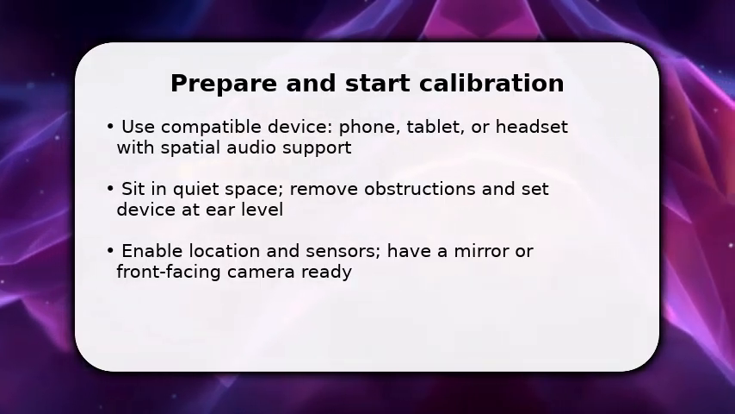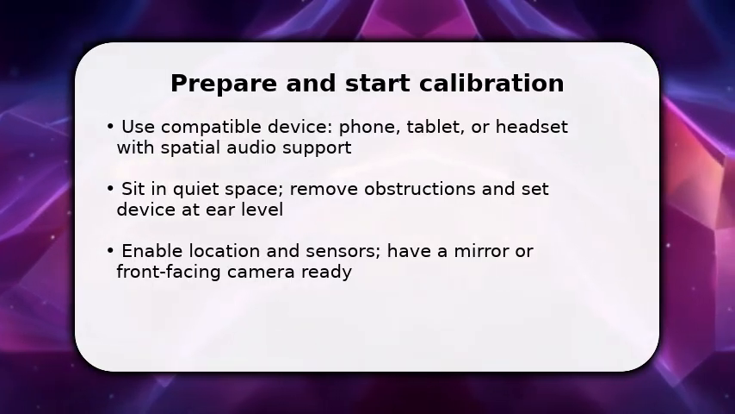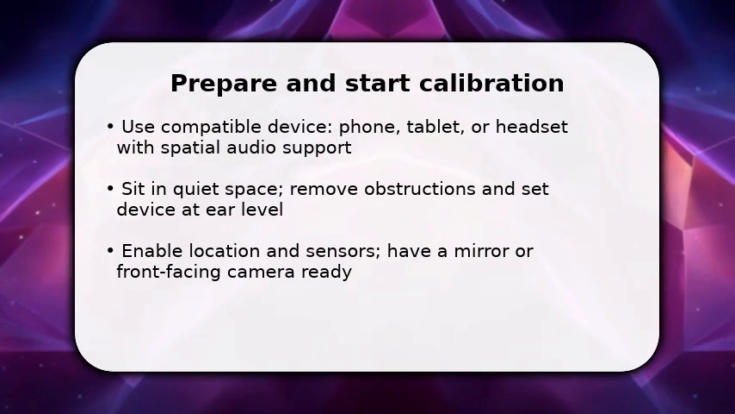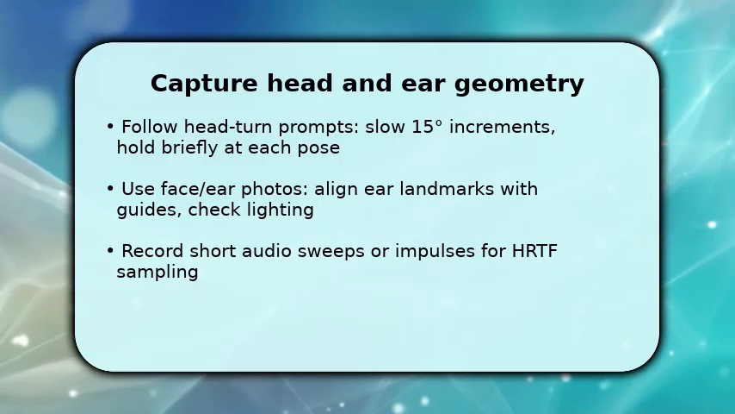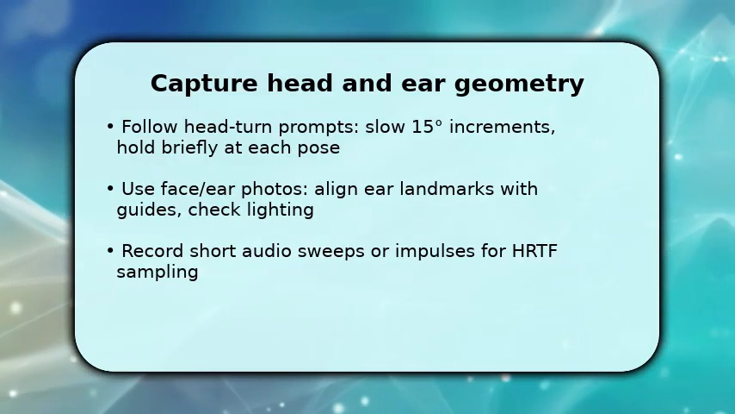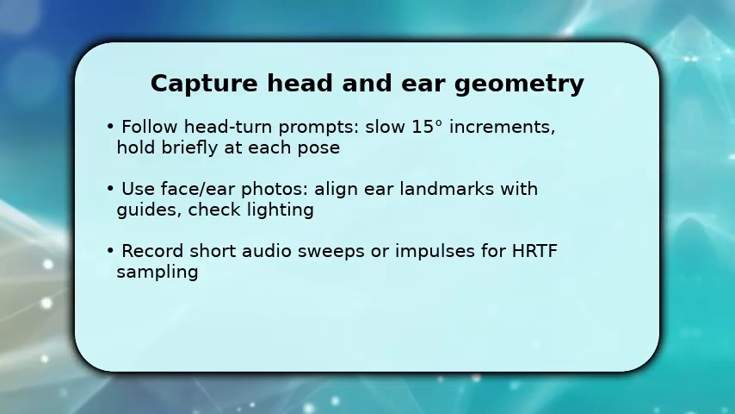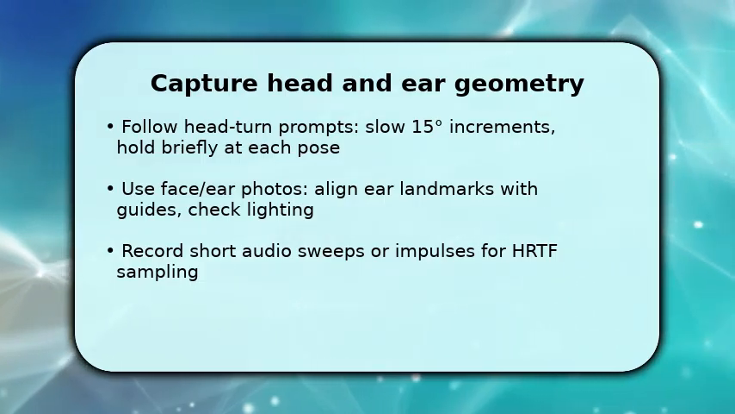This initial capture sets the reference for later measurements, and it reduces errors in timbre and directionality during the detailed steps. You now perform the core measurements that create your personalized filter. Turn your head slowly as the app cues you, pausing on each pose so the system captures interaural timing and level differences. Next, take or confirm ear photos.